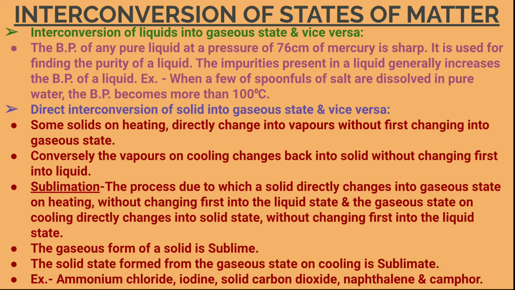Now, next we come to interconversions of liquid into gaseous state and vice versa. Here, the boiling point of any pure liquid at a pressure of 76 centimeter of mercury is sharp. Like the melting point, the boiling point for a pure liquid is constant, that is, it is sharp. It is used for finding the purity of the liquid. From the boiling point we can deduce whether the liquid is pure or not. Impurities, if present in the liquid, will increase the boiling point of the liquid. For example, when a few spoonfuls of salt are dissolved in water, the boiling point becomes more than 100 degree centigrade.